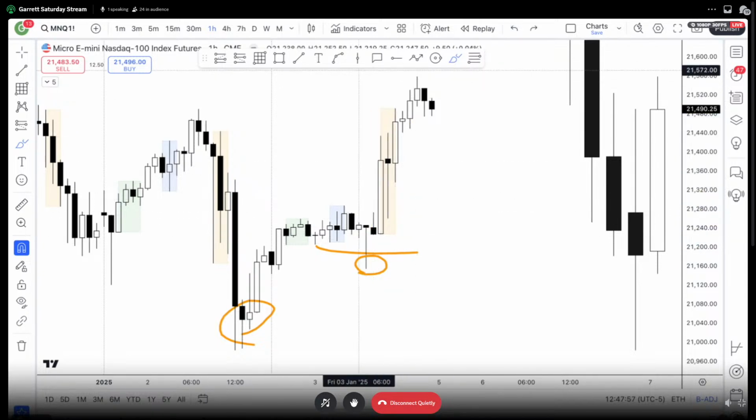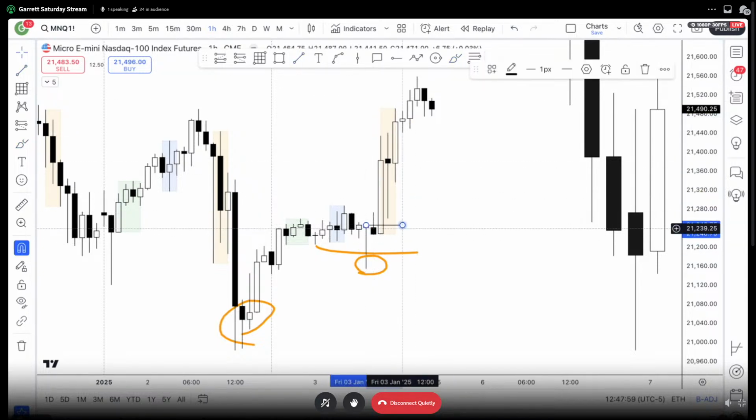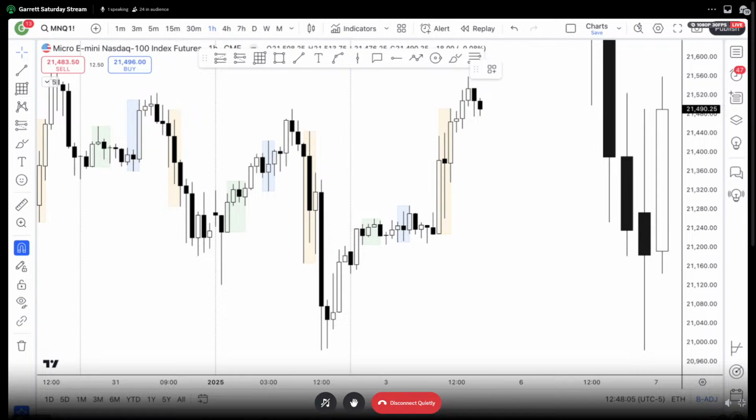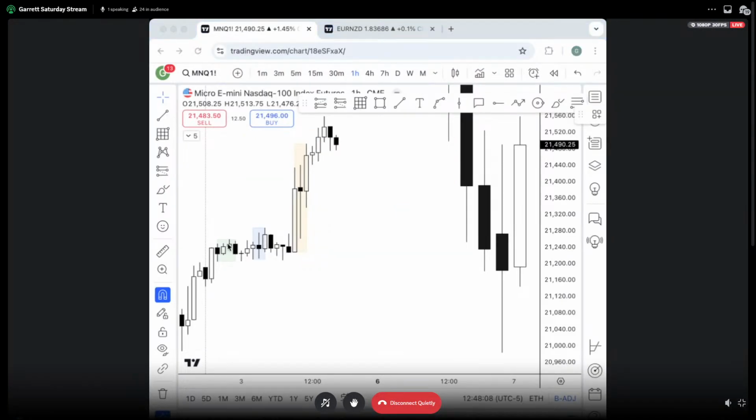Does that kind of make sense? This opposing candle would be my new invalidation. I could feel comfortable trading away from that. Does that make sense? Kind of. That's just what I demand.